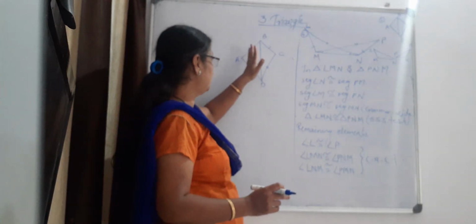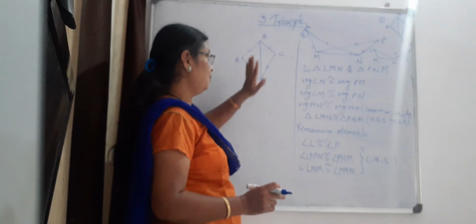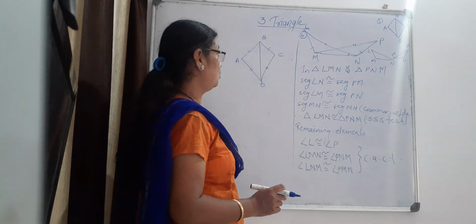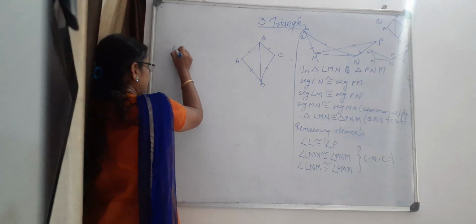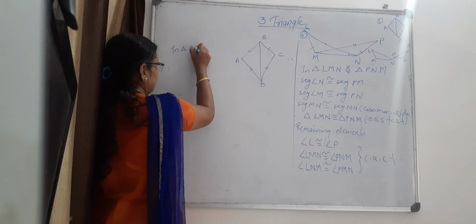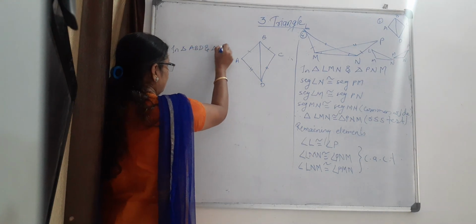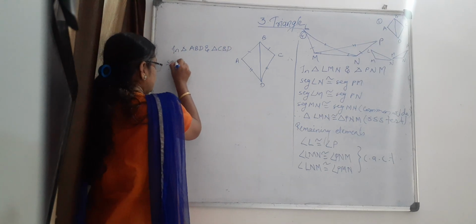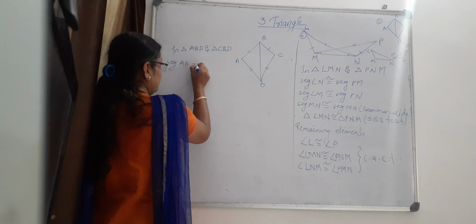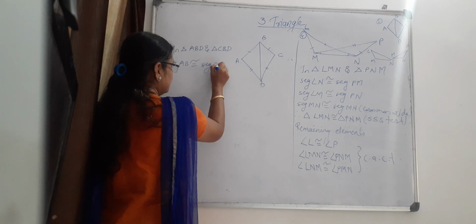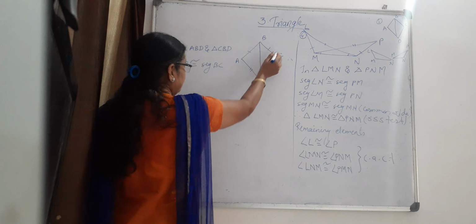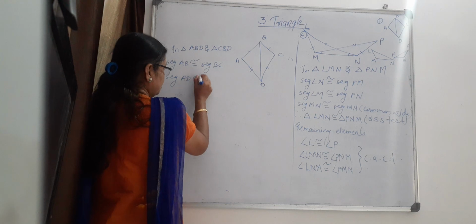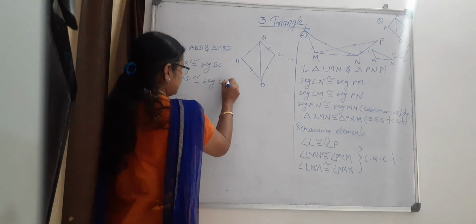Here also what is given? All the three sides are given. So which test is applicable? SSS test. Here only you have to write down the congruent elements. So first, in triangle ABD and triangle CBD, what is given? Segment AB is congruent to segment CB. Then segment AD is congruent to segment CD.